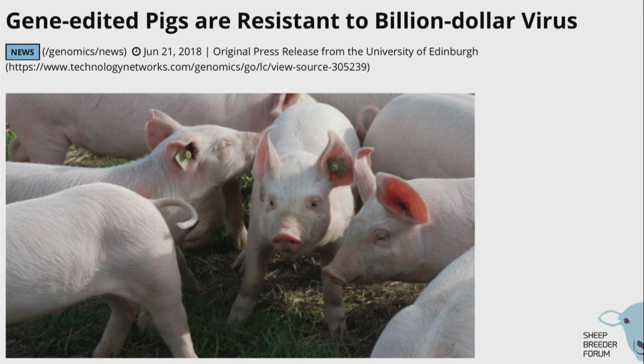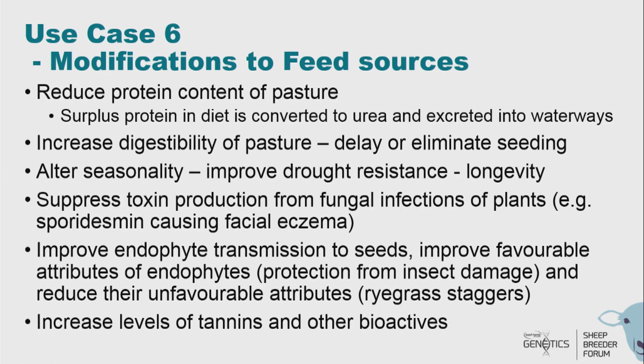So they just knocked out that receptor that allowed the virus to get in, and once they did that, in all other respects, everything else about the genome of that pig looked perfectly normal, but the virus could not get into the cell, could not be replicated, and would not spread through the herd. So PIC are very interested in marketing a pig like that. We don't have the PRRS virus in New Zealand yet, but it is in many other parts of the world.